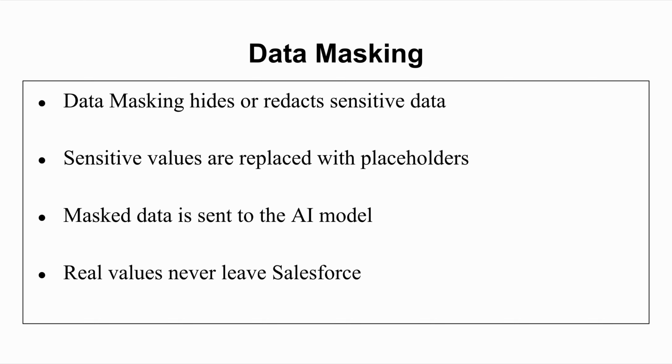In this video, we will see what is data masking and why is it needed. So, data masking focuses on protecting sensitive information when AI is involved. So that means it will hide the sensitive data before it is sent to the AI model.